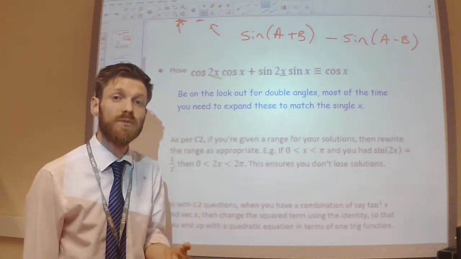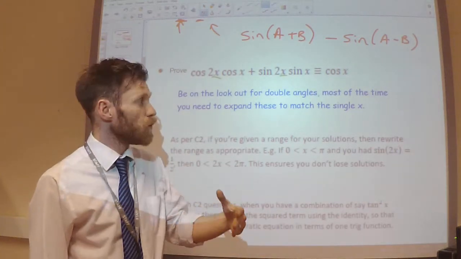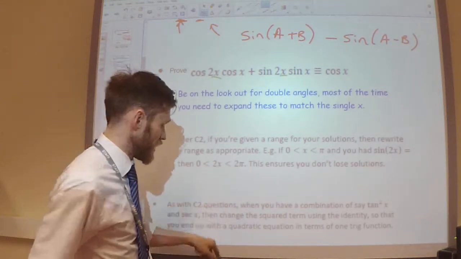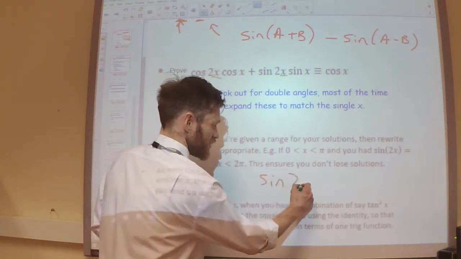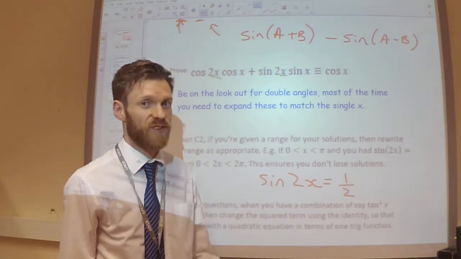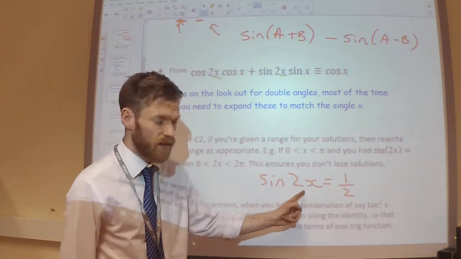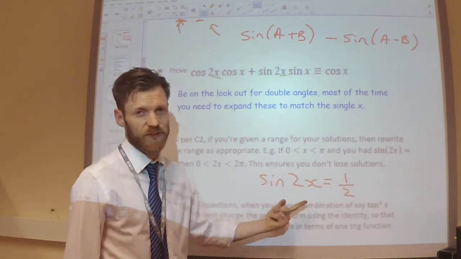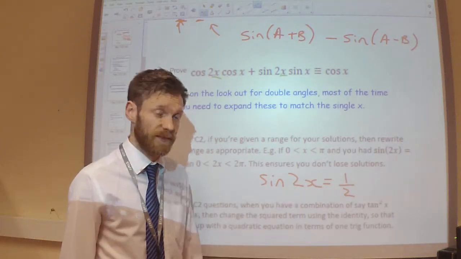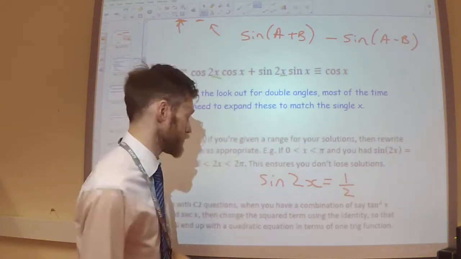The only time you won't do something like that is if you have a 2x repeated with no other single angles there. So for example, if I'm given the equation sine 2x equals a half, that's actually an equation from AS rather than A2. But you wouldn't start expanding this here. You just change the range like you did in year 12. So that's the only time really you wouldn't expand that double angle. But if you have a double angle with a single angle, just make sure you expand those double angles.